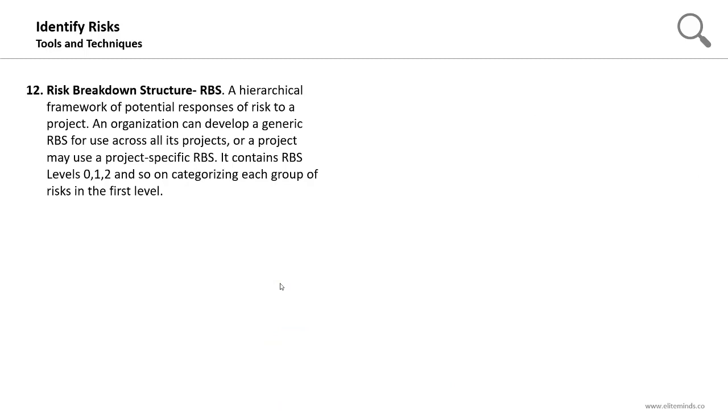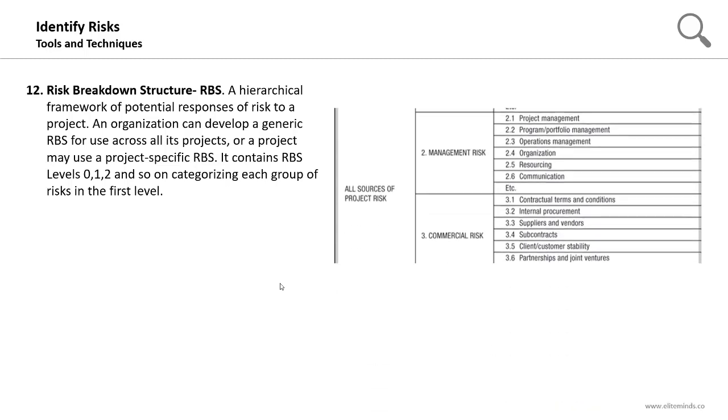The risk breakdown structure, or the RBS, which we explained earlier in the risk management plan, is a tool used in this process. It's a hierarchical framework of potential sources of risk to a project. An organization can develop a generic risk breakdown structure for use across all its projects, or a project may use a project-specific risk breakdown structure. It usually contains levels 0, 1, and 2, and so on, categorizing each group of risks in the first level.